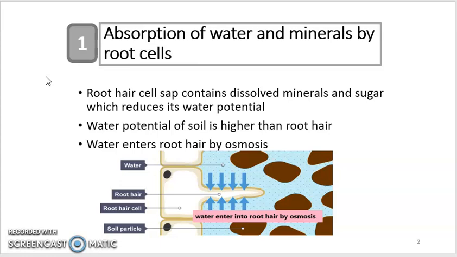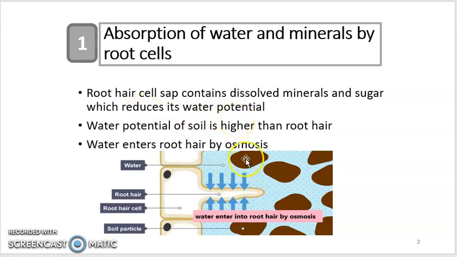So how water from soil will enter into the root hair. Apa yang awak kena tahu adalah, the first one, root hair cell sap contain dissolved mineral and sugar which reduce its water potential. Actually the concept of water potential, yang ni awak dah belajar masa SEM 1. So let's say this is a root hair, it contain dissolved mineral and sugar. Dissolved mineral and sugar tu adalah solute. So bila solute tinggi, it will reduce the water potential.